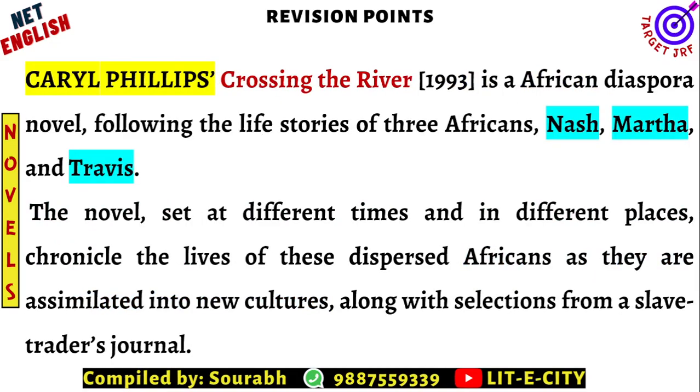Caryl Phillips' Crossing the River is an African diaspora novel following the life stories of three Africans, Nash, Martha, and Travis. The novel, which is set at different times in different places, chronicles the lives of these dispersed Africans as they are assimilated into new cultures, along with selections from a slave trader's journal. So, once again, it is an example of the postmodernist technique of pastiche in which different fiction and non-fiction elements are merged.